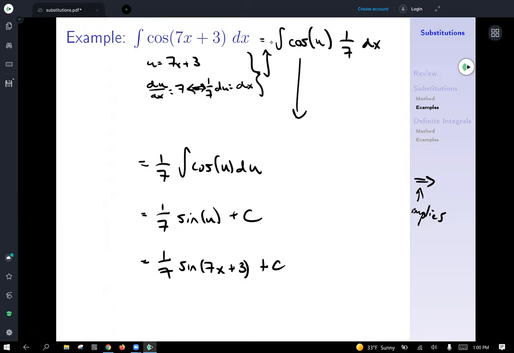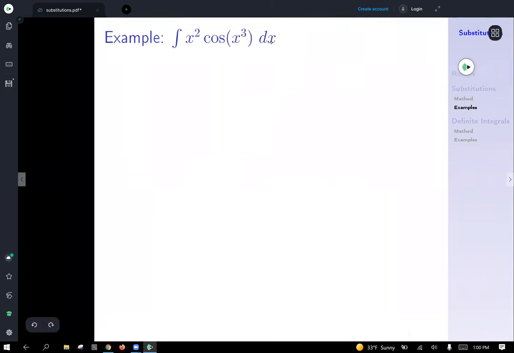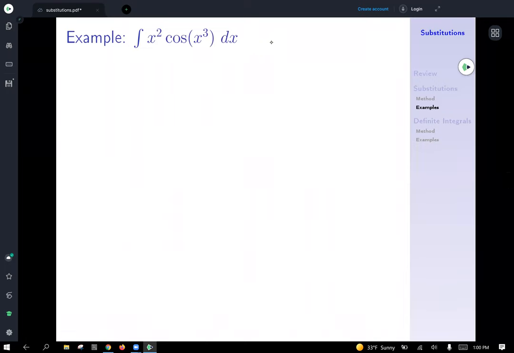That's the way I like to do these, because in this problem, we didn't have the derivative of that hidden inner function. We just had a relatively nice inner function, which gives us a constant. We don't care about constants. I've always found it easiest to do the algebra here and directly substitute for dx, and everything works. Okay, x squared cosine x to the third.